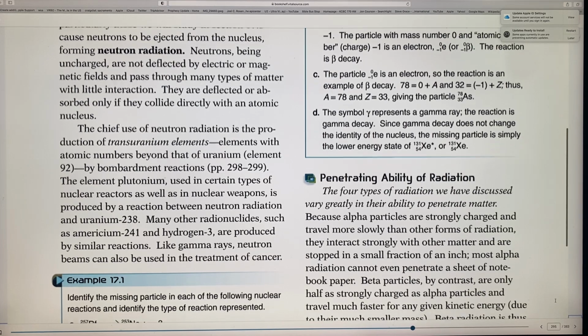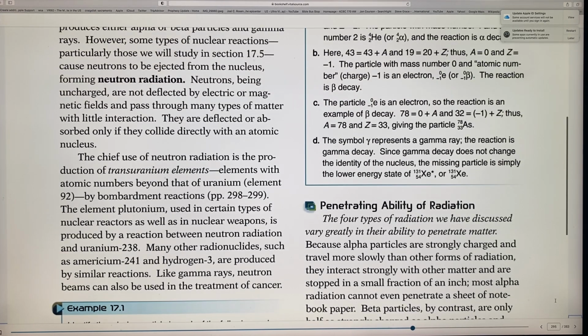They would bombard, and in the midst of that, tons of energy releases, like in a bomb. But like gamma rays, neutron beams can also be used in the treatment of cancer, for destroying those cancer tumors.